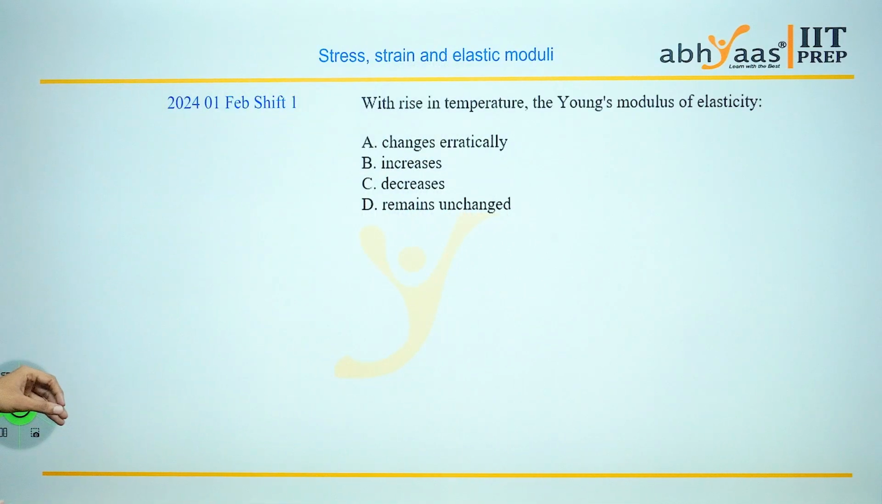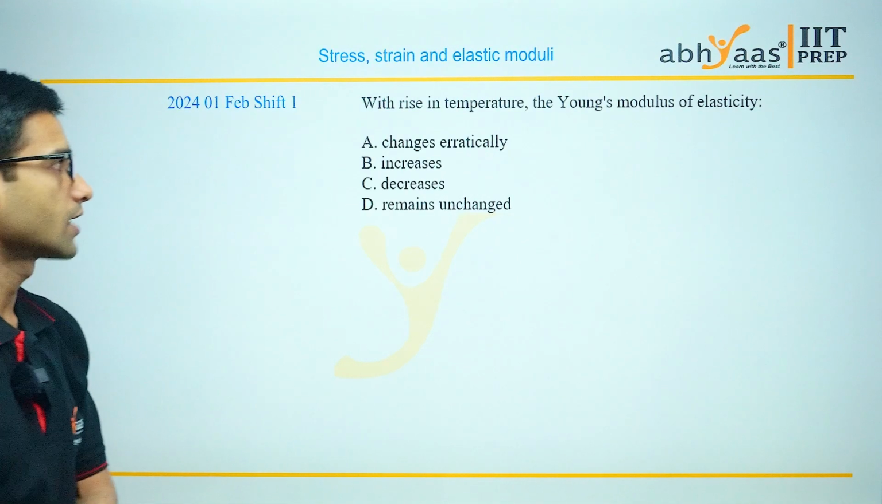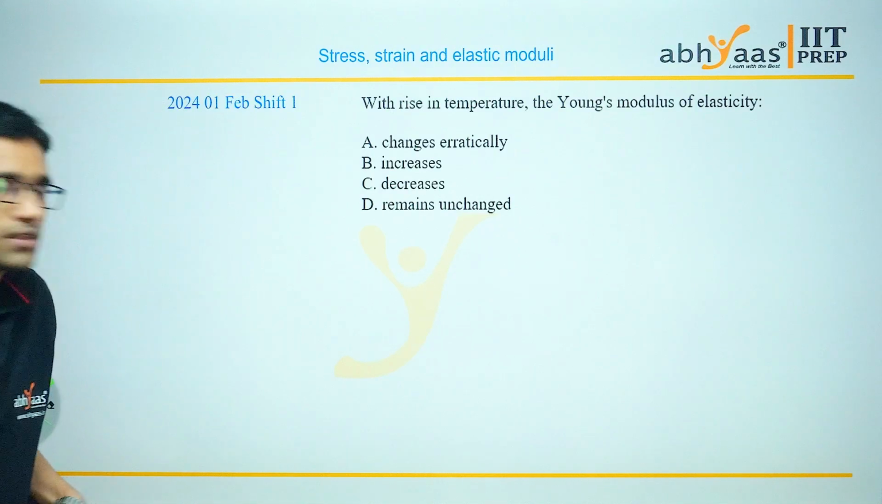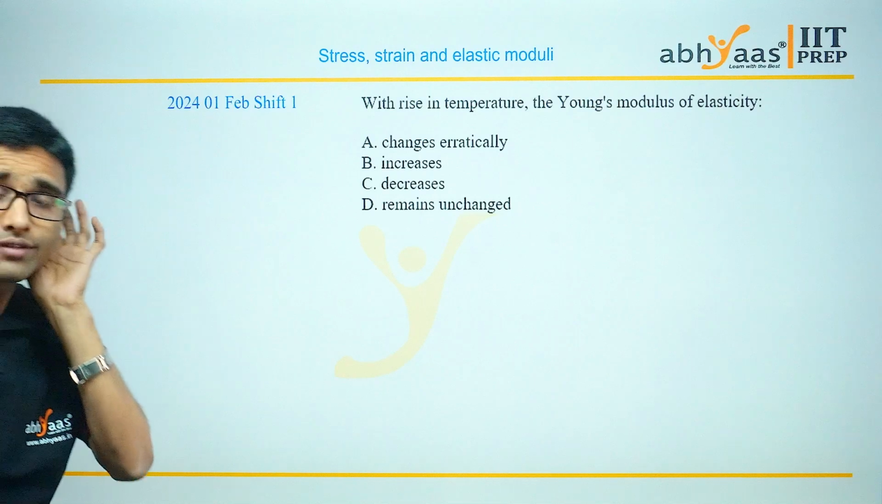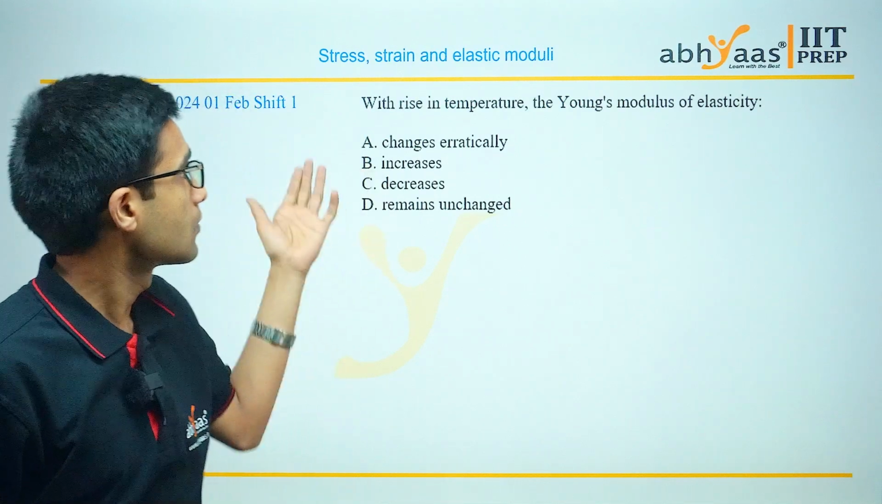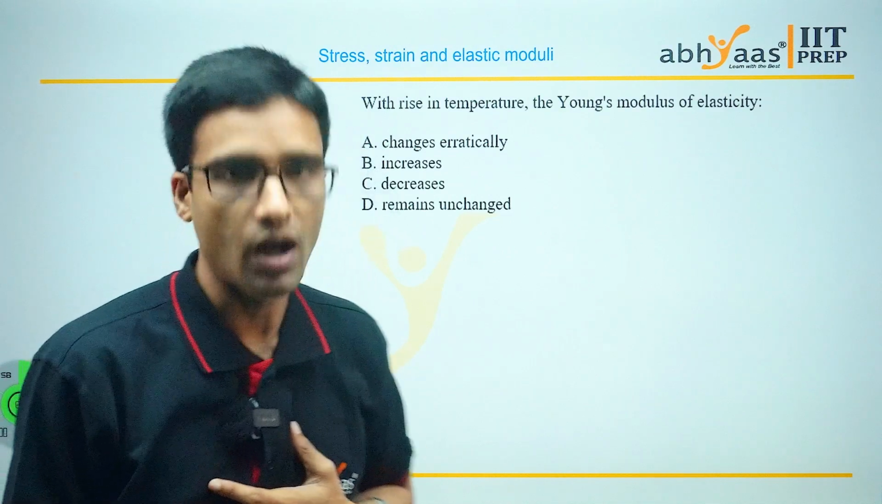If you see, this is a theoretical question. With the rise in temperature, the Young's modulus of elasticity, whether it is changing erratically, increasing, decreasing, or remains unchanged. We also have thermal stress and thermal strain, from which we can also understand. Here, temperature. So you know the strain formula: strain is equal to alpha delta T.